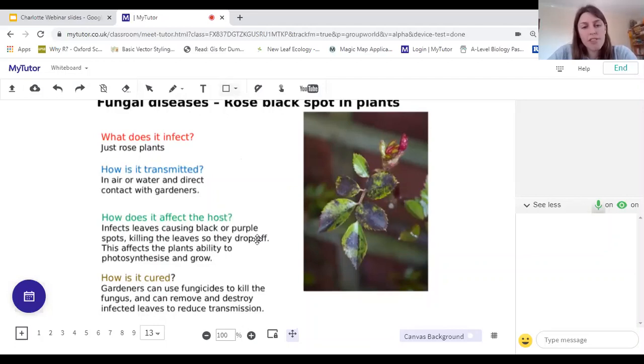So it infects the leaves of the rose plant, and it causes black or purple spots. See them there? That kills the leaves, so they drop off, and it blocks the chloroplasts in the leaf, so they can't absorb light energy from the sun and photosynthesize as they normally would. So the plant can't grow and function as it would like to.